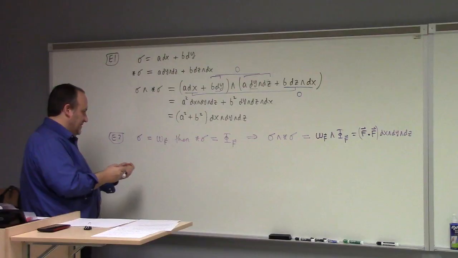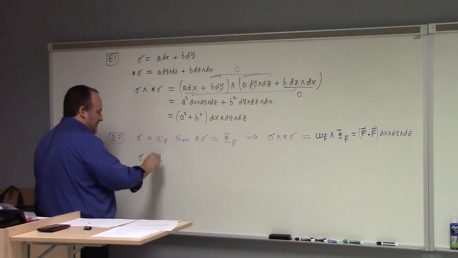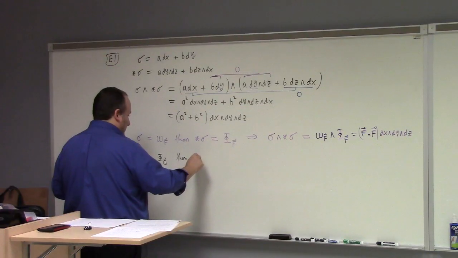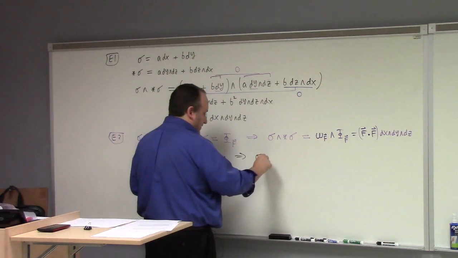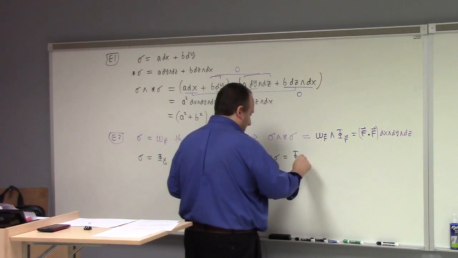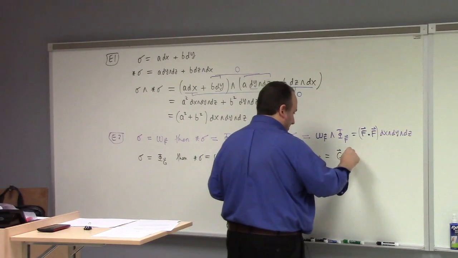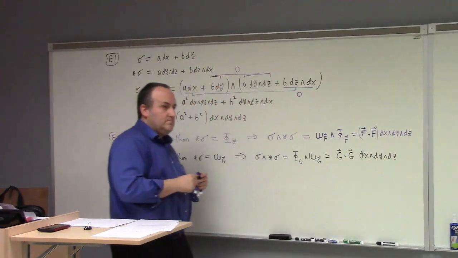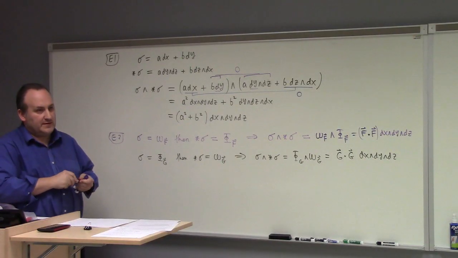What would happen with sigma equal to the flux form? It's almost the same story, right? Let's say flux form of G. Then the Hodge dual of that flux form is the work form of G. And again, we get that sigma wedge the Hodge dual of sigma is, well, this time the flux form wedge the work form, which is G dot G, right, times dx wedge dy wedge dz. So apparently, this Hodge dual has something to do with the length of the vector field, right?